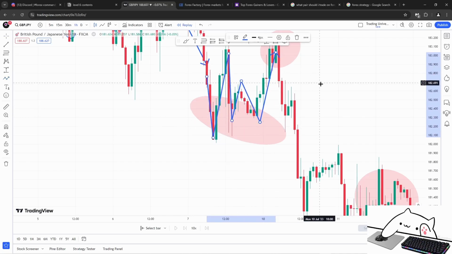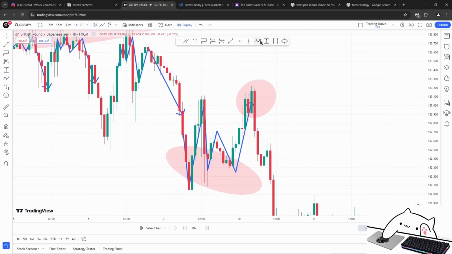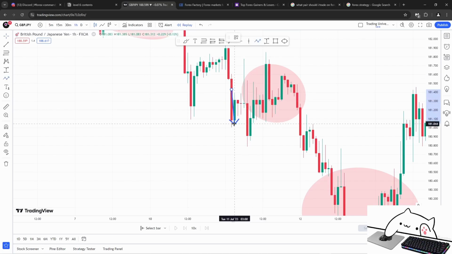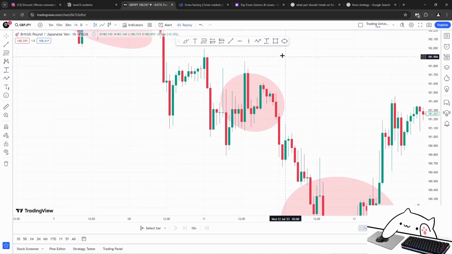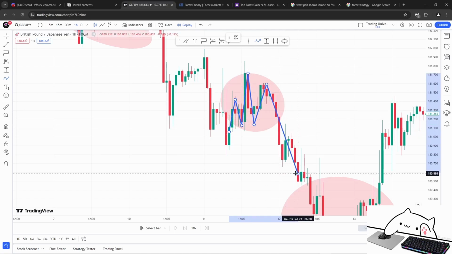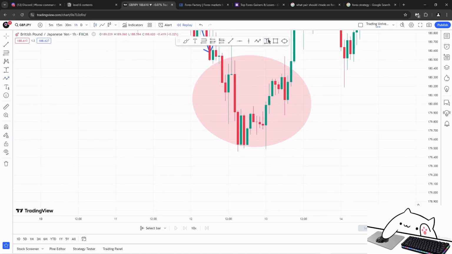Okay, we see another pattern. Let's see what happens here. Okay. What happens here? Wait, that's a pivot to the upside. Okay, what do I see? Let's go down here. What do I see?